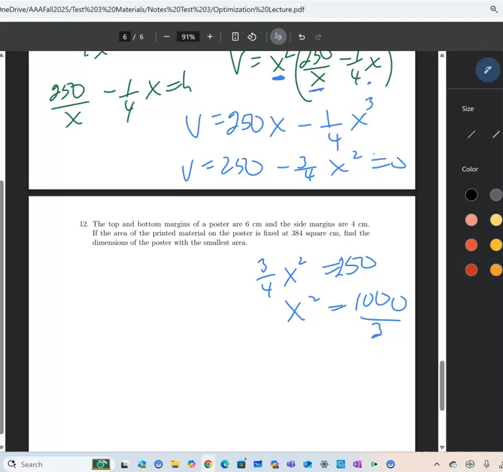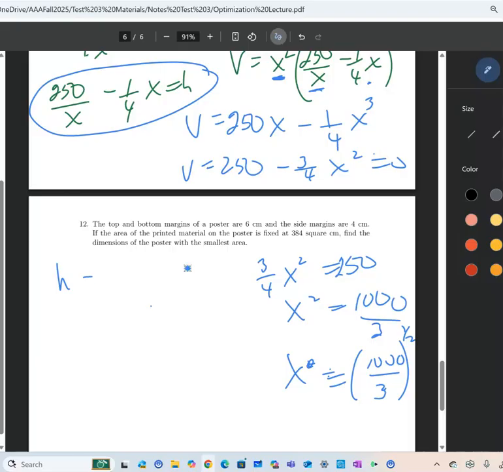I'm just going to leave it like that. So then x squared, x is 1,000 over 3 to the 1/2 power. Okay, that's the x. How do I find the h? Oh, well, you look at that. It's right here. So the h will be 250 over 1,000 over 3 to the 1/2 power minus 1/4 times 1,000 over 3 to the 1/2 power. Ugly. It is what it is.